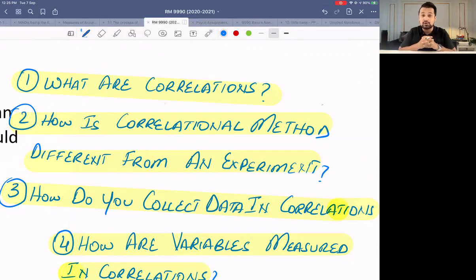To put it in a simplistic manner, if we talk about why we are using a correlation method, we use it if it's practically not possible for us, or ethically permissible for us, to be able to manipulate variables.